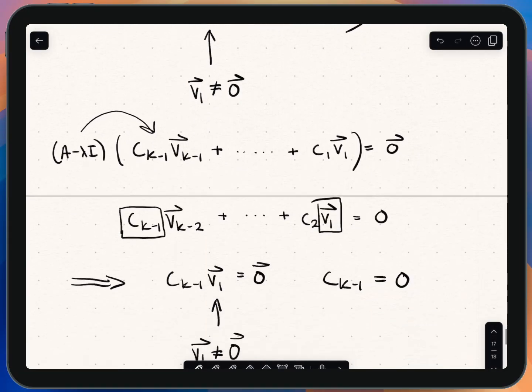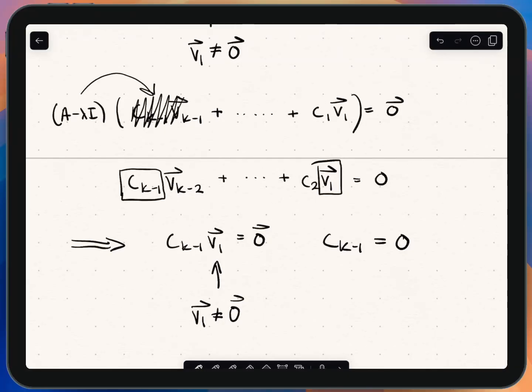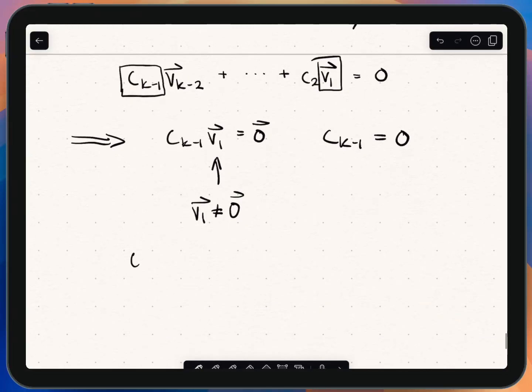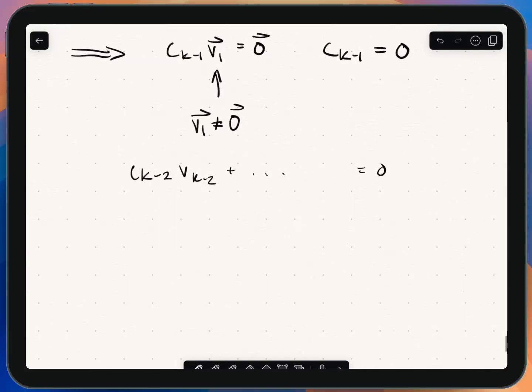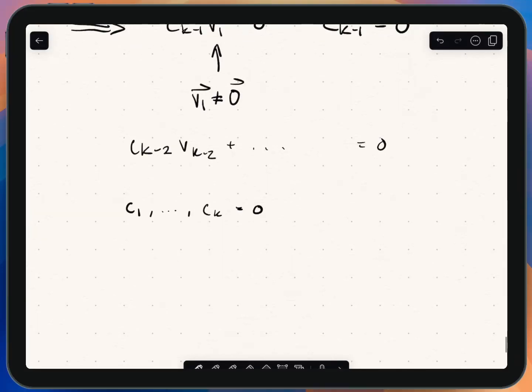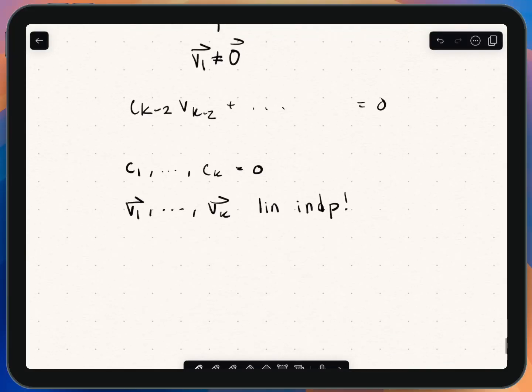We can then go back up here. We can remove ck minus 1 from the equation, and we can start again with ck minus 2, and go all the way and then get it to 0. So through this process, we can show that yes, indeed, c1 through ck must all be 0. And that means that v1 through vk are all linearly independent. They are linearly independent. And now it's like cue the fireworks.